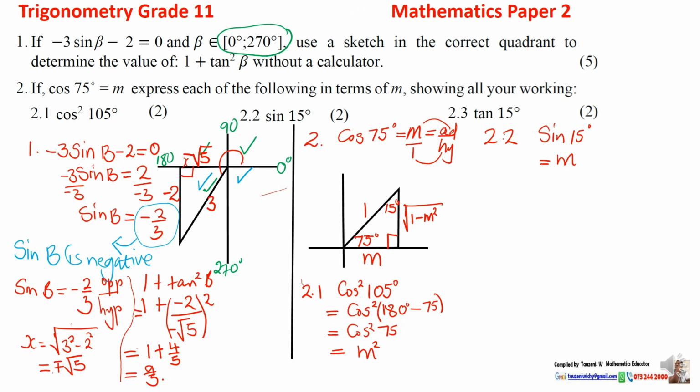That answers number 2.2. Number 2.3, in the same way, I want to find the tan of 15 degrees. Tan is equal to opposite over adjacent. The opposite for 15 is m. The adjacent is the square root of 1 minus m squared. Then my question is answered. So this gives us the answers for question number 2. I need to know that some diagrams need to be done using specific conditions, and others you can do according to the specific angle given. Then your question is answered. That's about it for question number 1 and number 2.